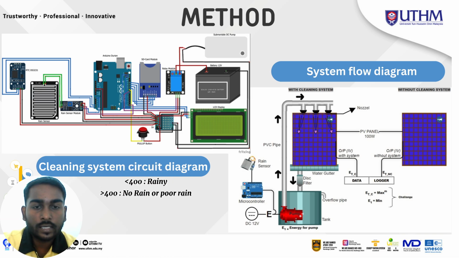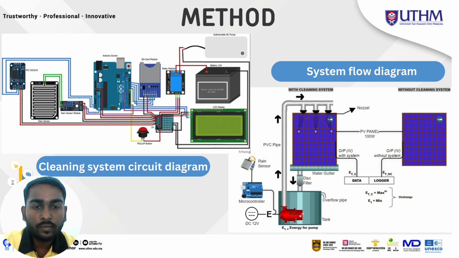Once the rain sensor detects a value of more than the 400 threshold, it means it's not raining. If it is less than the 400 threshold value, it means it is raining. Say the value is more than 400, which is not raining, it will trigger the pump to activate for 15 seconds. Once the pump is activated for 15 seconds, the water will flow through the nozzle and splash water on the PV panel.